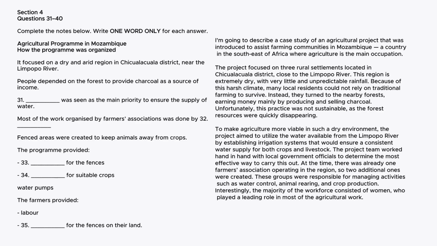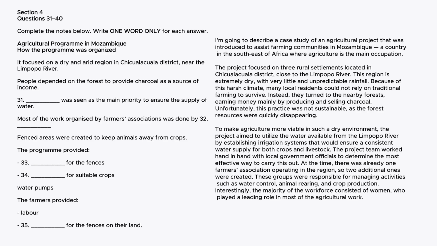To make agriculture more viable in such a dry environment, the project aimed to utilize the water available from the Limpopo River by establishing irrigation systems that would ensure a consistent water supply for both crops and livestock. The project team worked hand in hand with local government officials to determine the most effective way to carry this out. At the time, there was already one farmers' association operating in the region, so 2 additional ones were created.